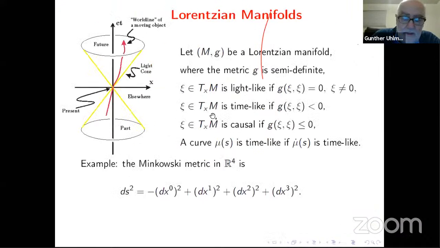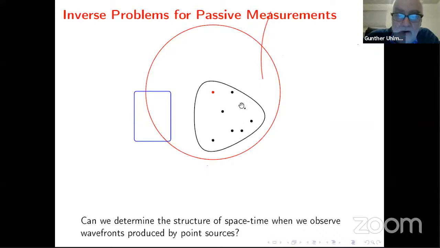So this is what we're going to do. We're going to take the fronts of the light. Light propagates along cones, as we're going to see. These are the fronts. We're going to intersect the fronts with the region of observation, and that's the information that we are going to have. So in other words, can we determine the structure of space-time when we observe wave fronts produced by point sources?